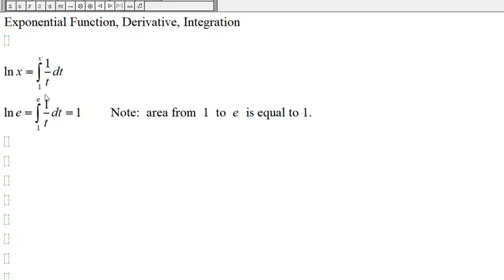And so we're looking for a number that we would put here. We're looking for an upper limit of integration such that the integral from 1 to the number e is equal to exactly 1. And so now let's go look at the area and see if we could find what e is.